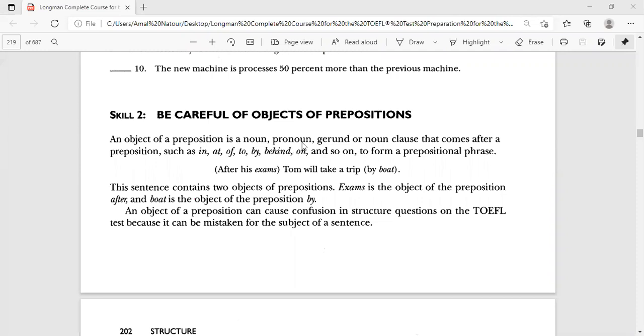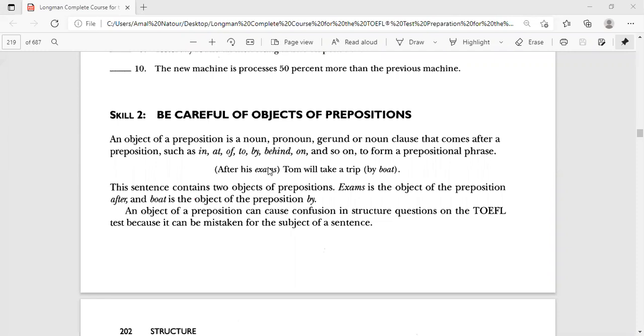Then, if there is a noun after one of these prepositions, it's called the object of the preposition, and it's not the subject. It is not the doer of the action. For example, if we say, after his exam, Tom will take a trip by boat. After here is a preposition, حرف جر. His exam is the object of the preposition. هو الاسم المجرور بحرف الجر after.